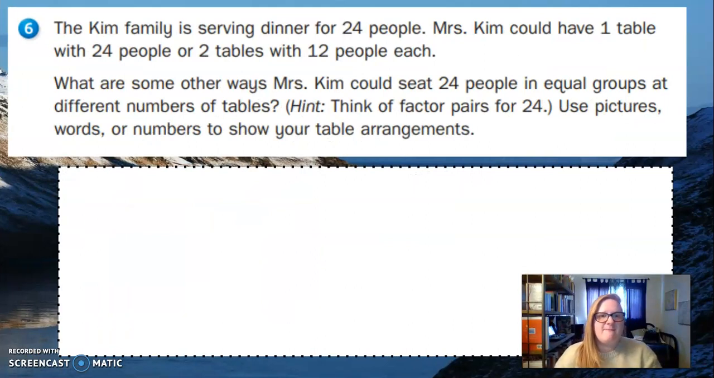Here's another problem for you. The Kim family is serving dinner for 24 people. Mrs. Kim could have 1 table with 24 people or 2 tables with 12 people each. What are some other ways Mrs. Kim could set 24 people in equal groups at different numbers of tables? Think of factor pairs for 24. Use pictures, words, or numbers to show your table arrangement. You can use the shapes tool at the top, or you can just write factor pairs. That will work. But tell me how you thought of it.